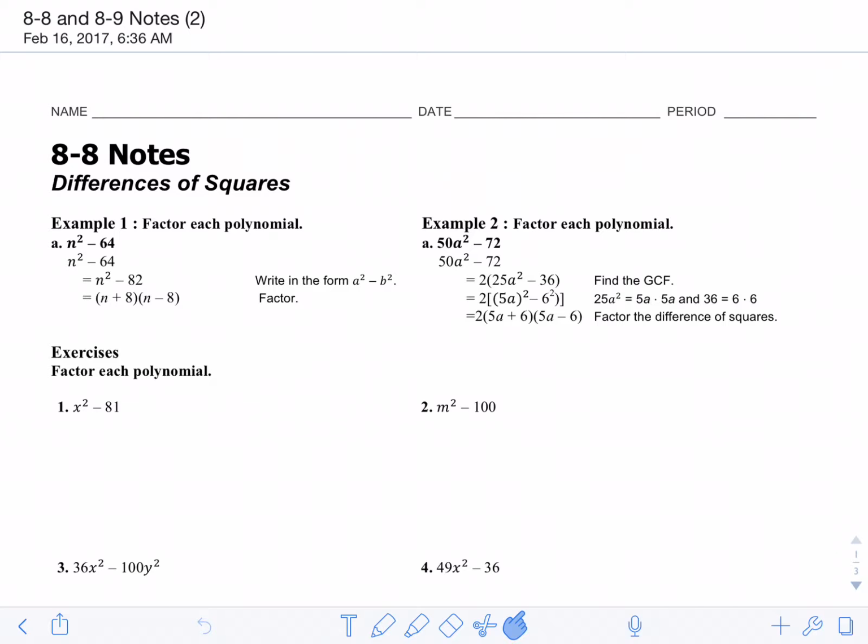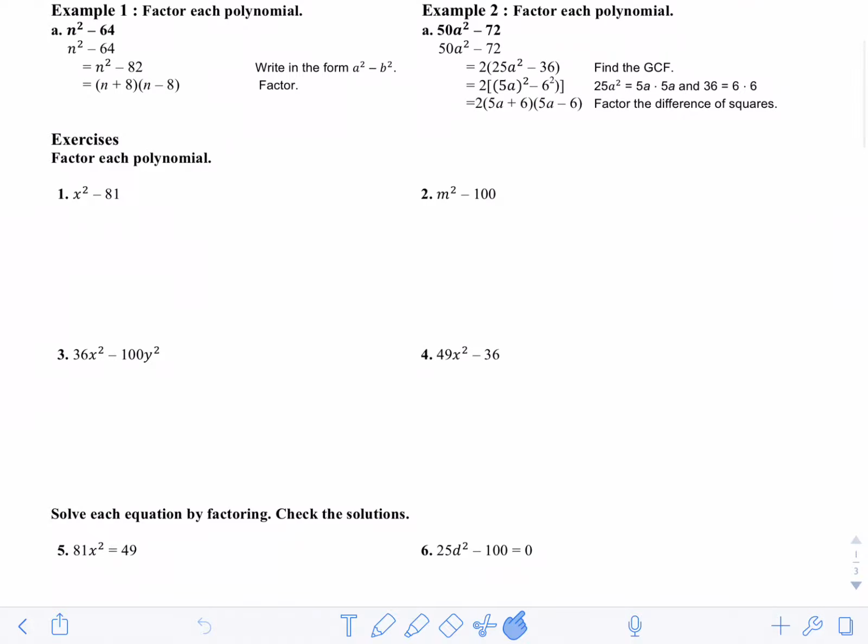Alright, this is 8-8 notes. These are difference of squares. So I'm going to go ahead and just jump into the examples. We're going to do pretty much the exact same thing that we did before, same process.